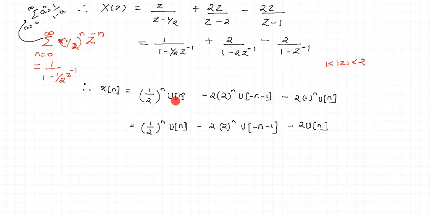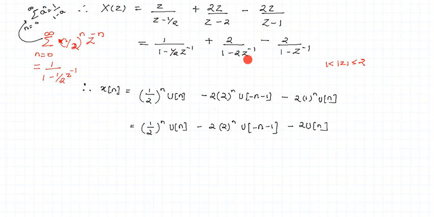u[n] doesn't change the meaning or the magnitude of the given terms, but u[n] specifically indicates that the signal is completely right-handed. Similarly, look at the second part of the equation. What is the pole value here? The pole value is 2, right? We find the pole value to be 2.